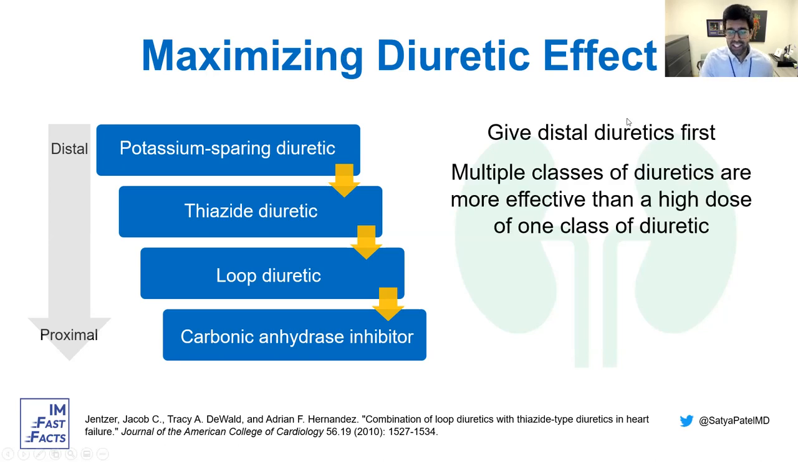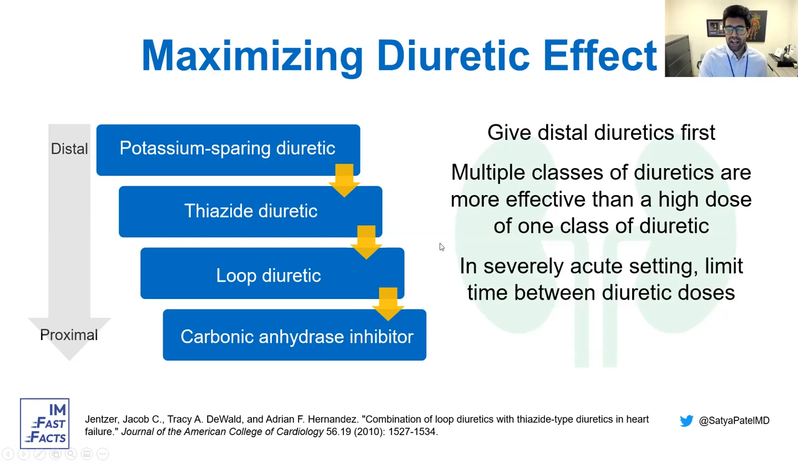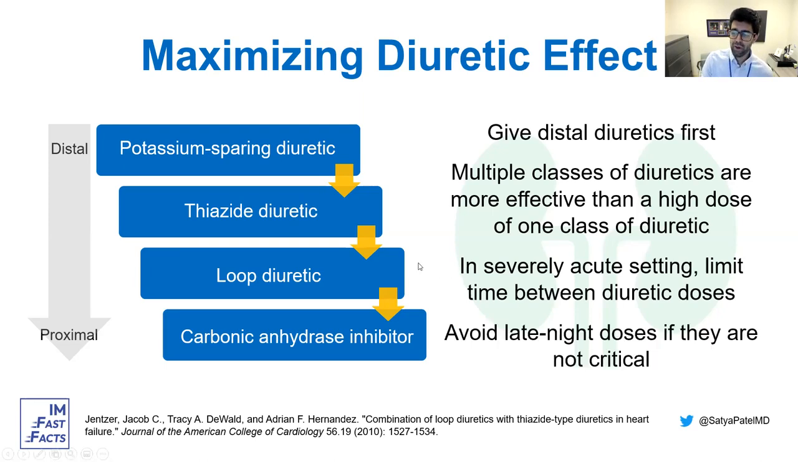Give multiple classes of diuretics as opposed to just escalating a single dose. That tends to work better. You do have to balance that with the patient's ability to tolerate having 4 meds on at once. That can affect their quality of life greatly. And in severely acute settings, it's okay to limit the time between diuretic doses. And finally, avoid late night doses if they are not critically ill. That's all I've got.